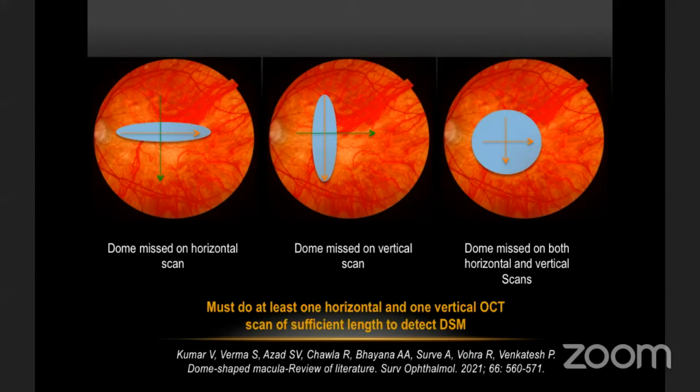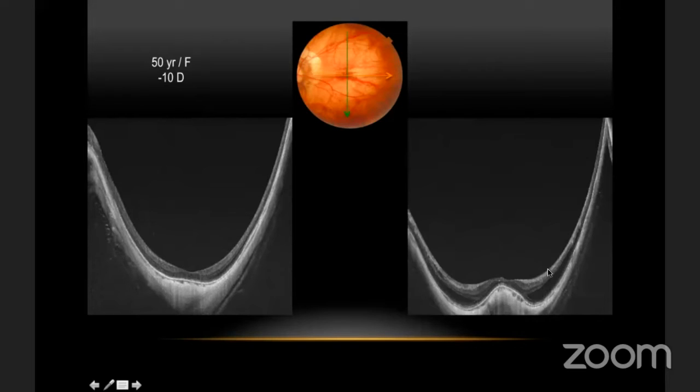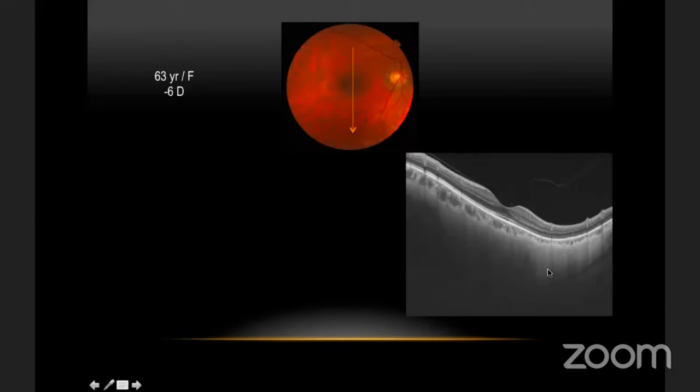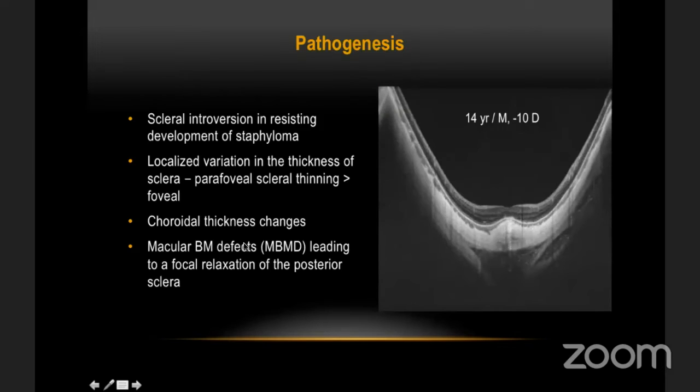So again, I want to reinforce, you must do at least one horizontal and one vertical scan of sufficient length to detect DSM, especially in myopes where you suspect this. For example, in this female, you see the horizontal scan is normal, but look at the vertical scan. Another female, a myope, the vertical scan is normal, but here you pick up the dome on the horizontal scan.